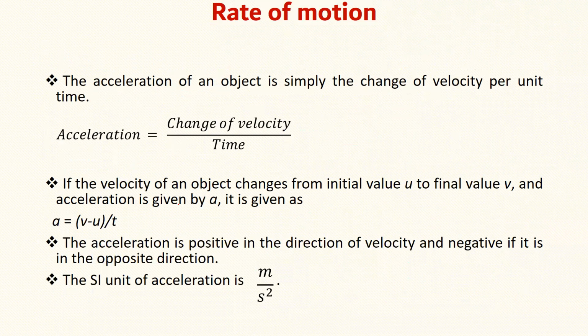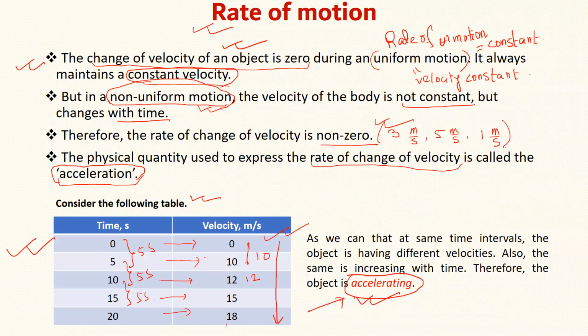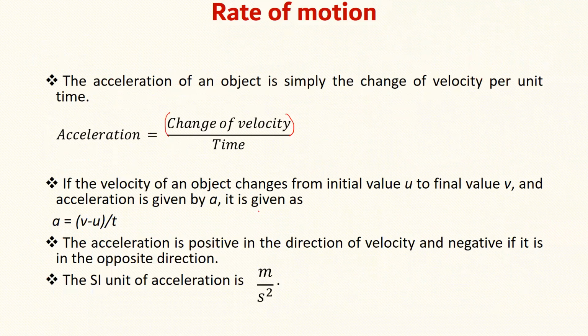Okay, so a little bit about acceleration. Acceleration is mathematically defined as change of velocity divided by time, as we have already shown in the table previously. So if the velocity of an object changes from an initial value of u to a final value of v at a given time t, then acceleration a of the object is given by a equal to v minus u divided by t.